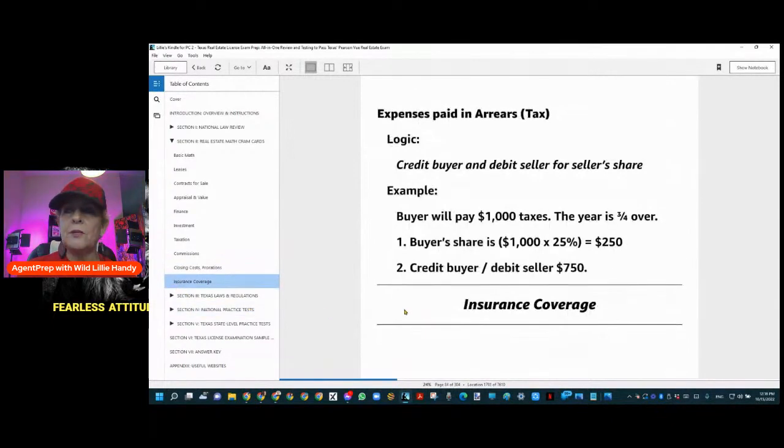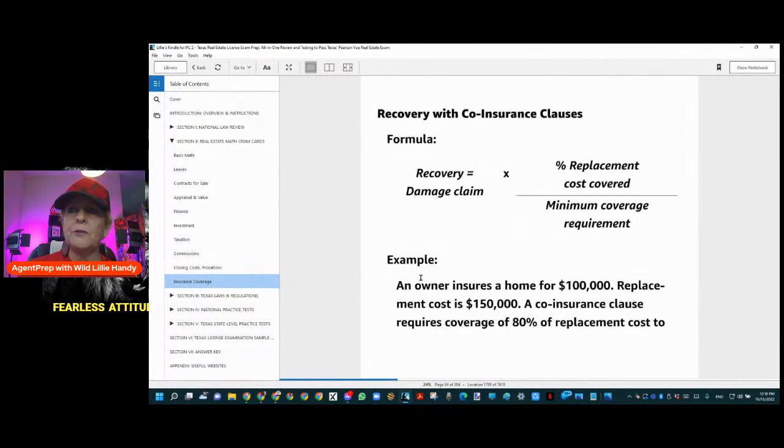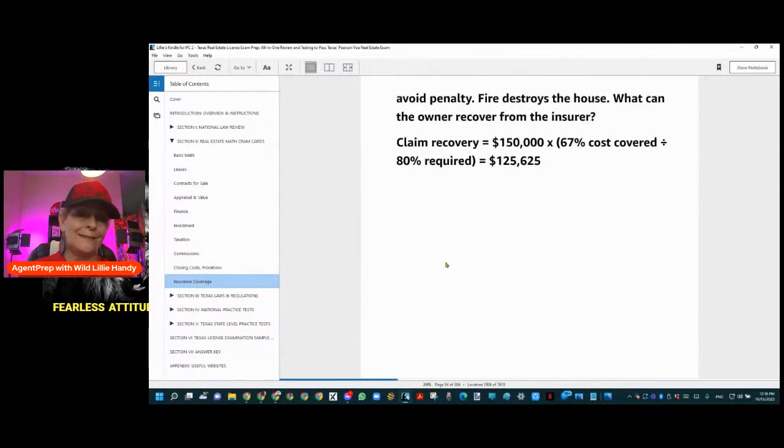So, and then there's also insurance coverage, recovery, and co-insurance. Okay, so yes, please, I don't do a lot of math review. When I asked, I have done some. I typically do it within the questions that we review for Texas and national. All right, any other questions before I call it a day?